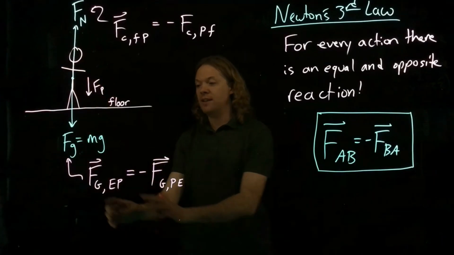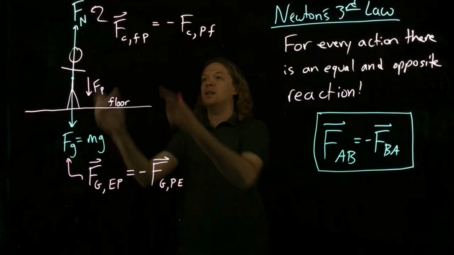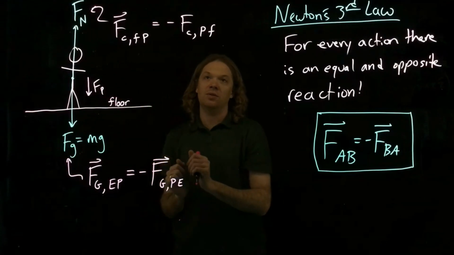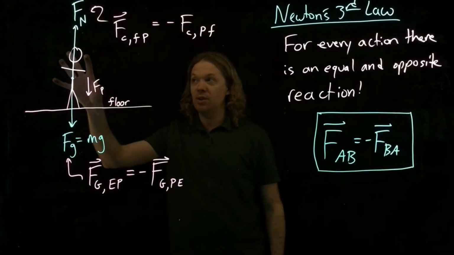Newton's third law still says the gravitational force from the person is the same as the gravitational force from the person on the earth. The force that the floor is acting on the person is the same as the force the person is acting on the floor. Newton's third law does not change, but Newton's second law tells you that the normal force gets bigger.